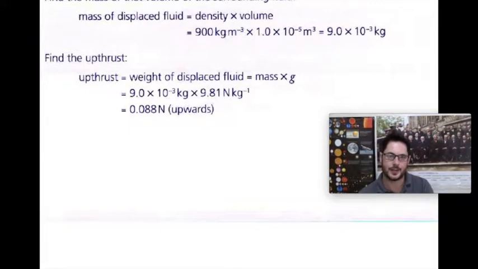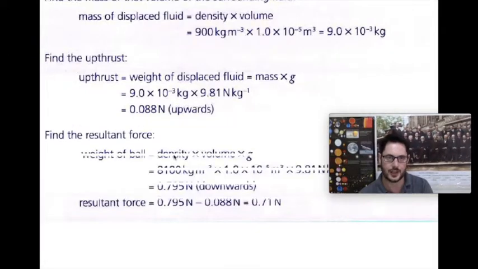The weight is going to be the density of the object, which is steel, times the volume, which we've calculated. That will give us the mass, and then times by g to get the weight. Calculate it out, we get 0.795, and we know that weight is always down. So 0.795 is down. We can quickly see this is 0.088. So the weight is much bigger than the upthrust. So the object is going to move down with a force of 0.71 newtons.